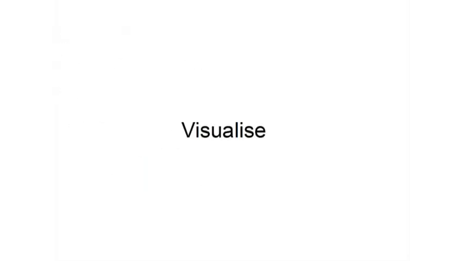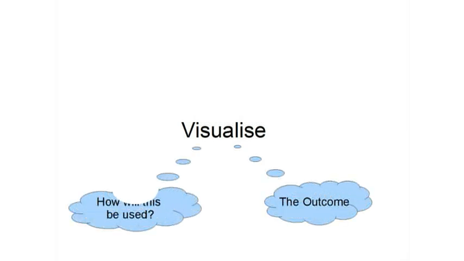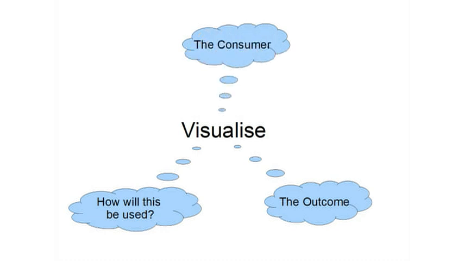When you do this, visualize the outcome of what you want this communication to do. How do you want this to be used? That will change the visual model and the time you spend on it. And think about the person using it or consuming this model so you can meet their needs. And remember that that person might be you.